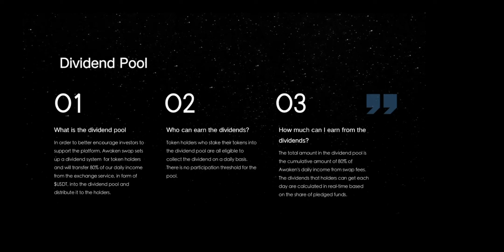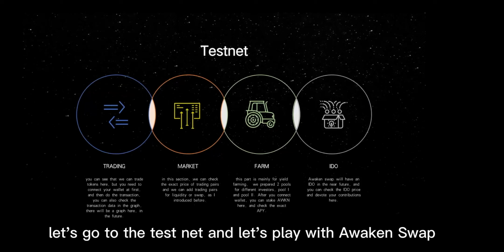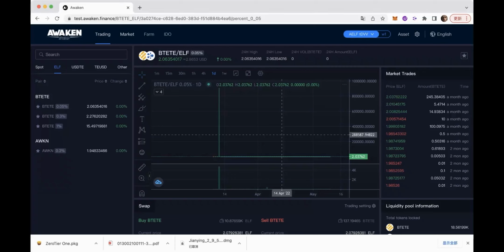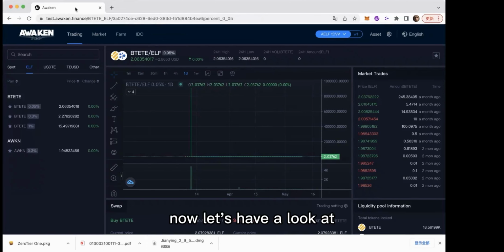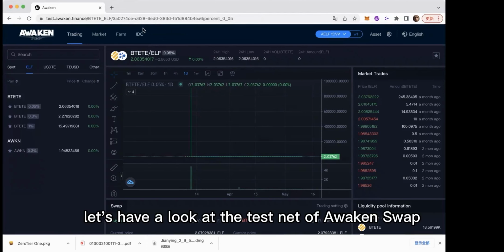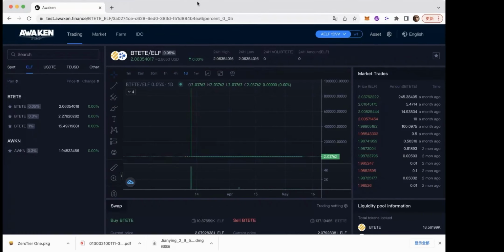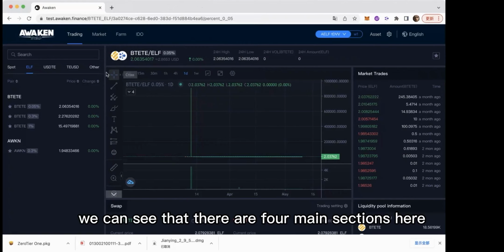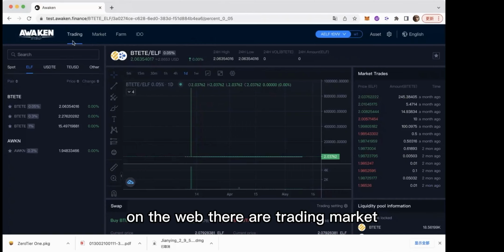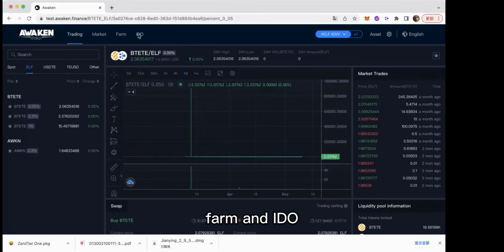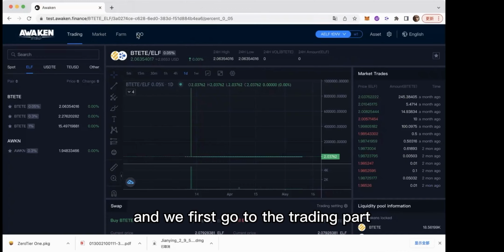Yeah, and here, let's go to the testnet and play with AwakenSwap. Let's have a look at the testnet of AwakenSwap. So we can see that there are four main sections here on the web: trading, market, farm, and IDO. And we first go to the trading part.